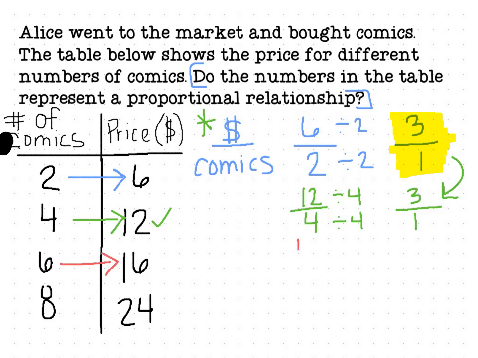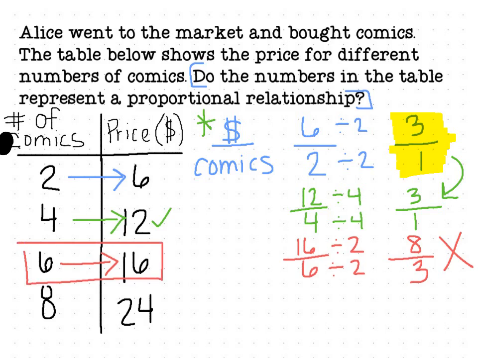Here's our next one. $16 buys 6 comics. Let's go ahead and simplify there. I can divide by 2. And I have 8 divided by 2 over 3. So this is saying that 3 comics cost $8. This third ratio is not equal to 1 comic costs $3. So this third row in our table does not represent a proportional relationship because it does not have the same ratio that all of our other rows have.